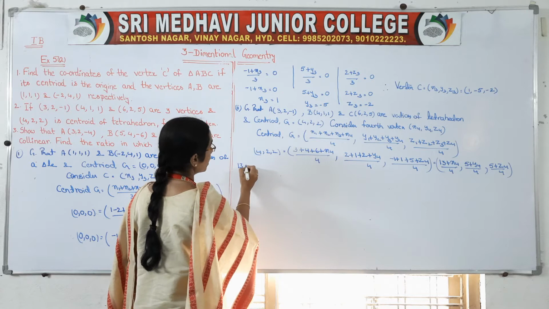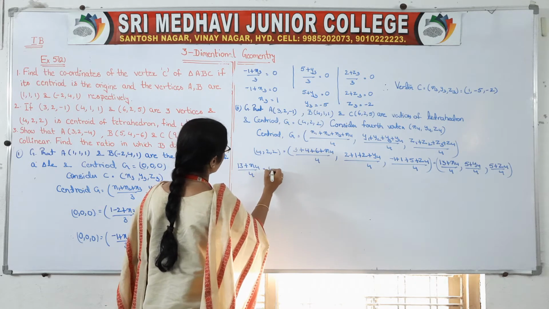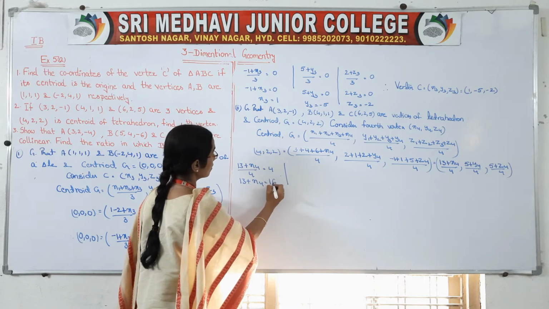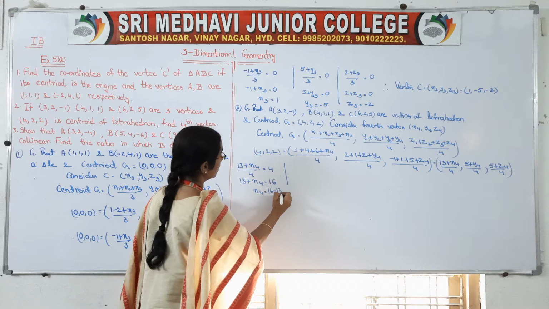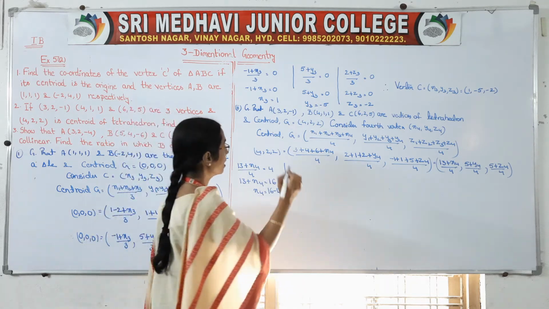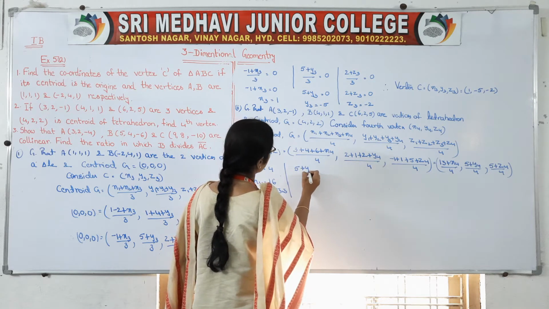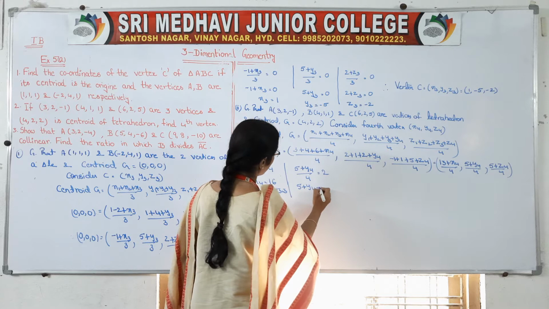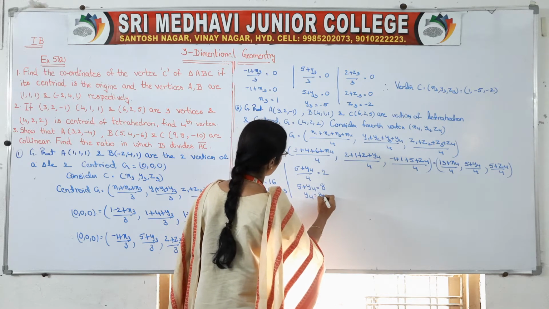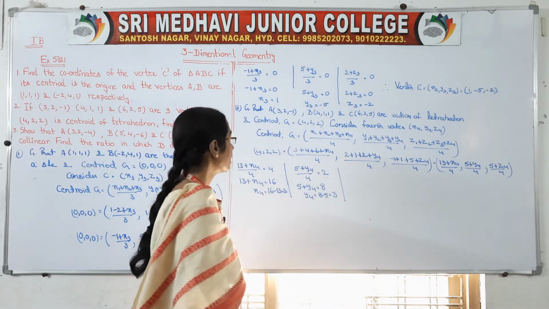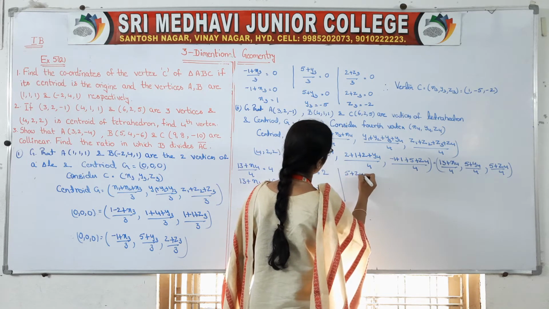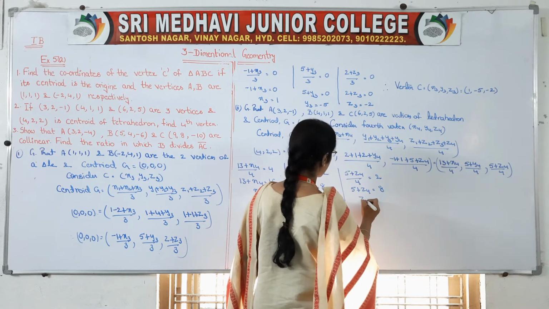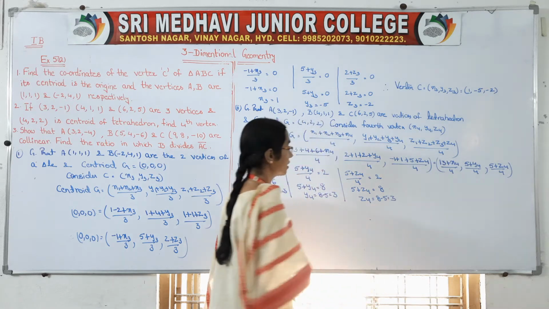First the x coordinate: (13 plus x4) by 4 is equal to 4. So 13 plus x4 is equal to 16, x4 is equal to 16 minus 13, which is 3. Similarly the y coordinate: (5 plus y4) by 4 is equal to 2. So 5 plus y4 is equal to 8, y4 is equal to 8 minus 5, that is 3. Next, (5 plus z4) by 4 is equal to 2. So 5 plus z4 is equal to 8, z4 is equal to 8 minus 5, which is 3.